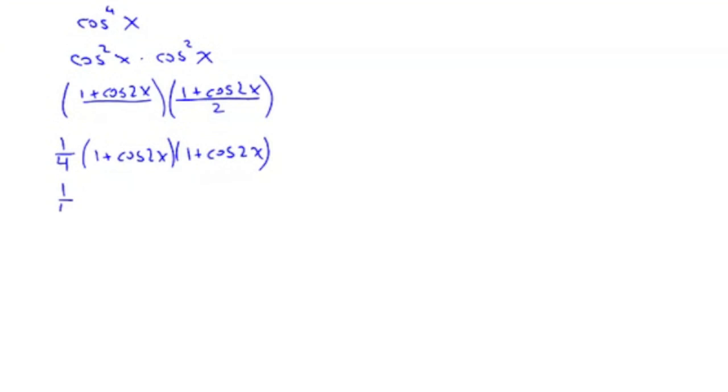Alright, FOIL the things on the inside. 1 times 1 is 1. 1 cosine 2x and another 1 cosine 2x gives you 2 cosine of 2x. And then the fun one: cosine 2x times cosine 2x is cosine squared of 2x. The problem is, we still have a square.